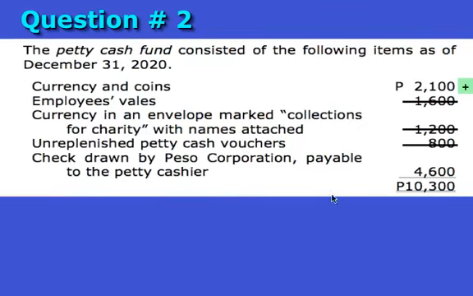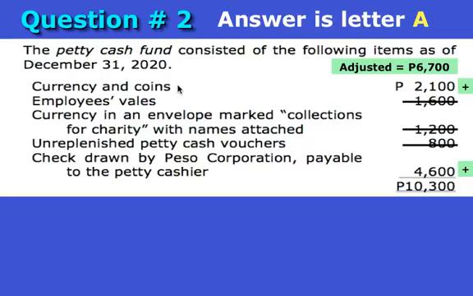Check drawn by the company payable to the petty cashier. Silent. Kapag silent at ang check ay payable kay custodian, replenishment check. Include. So, cash included in petty cash at December 31. Number 2, letter A. Notice, it's already year-end and the fund is not yet replenished. So, we need to adjust.